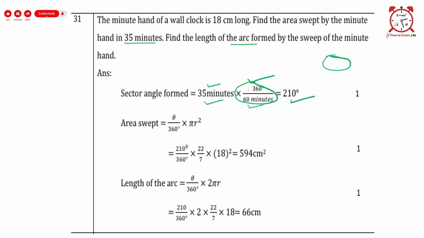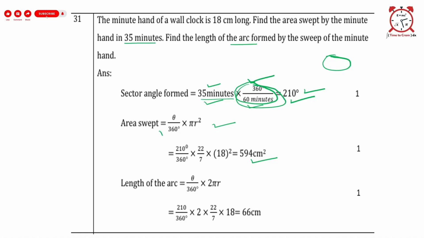So, in 1 minute, how much angle does the minute hand complete? This will be calculated by this ratio. If we divide 360 by 60 minutes, then we will get the angle in 1 minute. So this angle in 1 minute we will multiply with 35 minutes. Then this is the angle of 35 minutes. Area swept by the minute hand by the given angle. So, keeping all the values, we are getting the area 594 centimeter square.